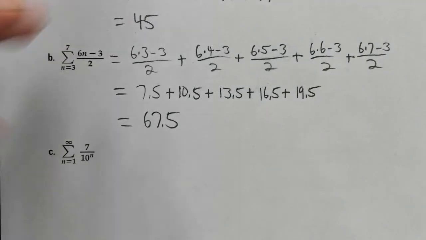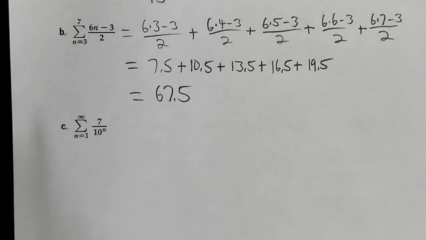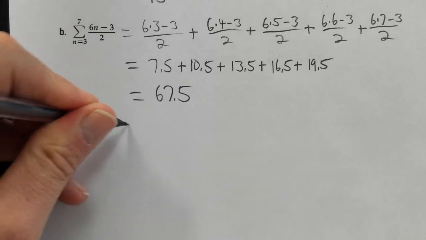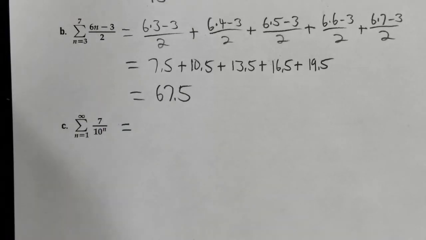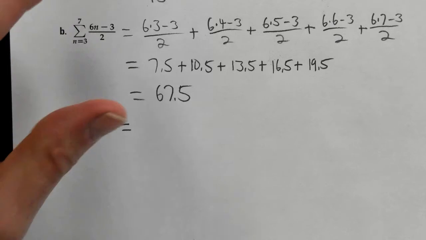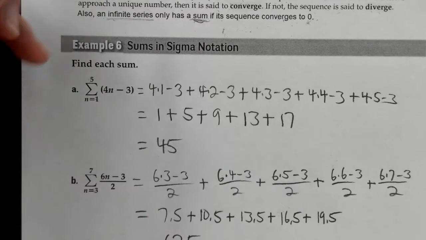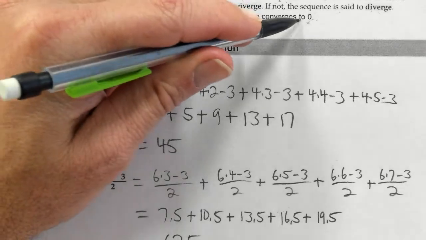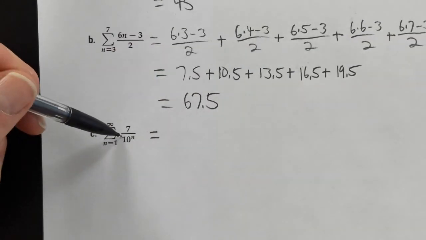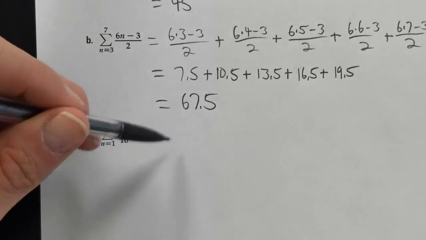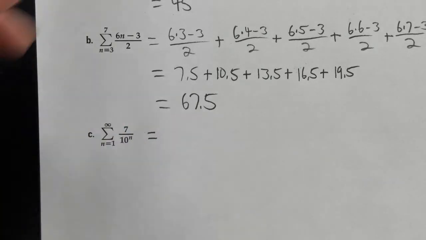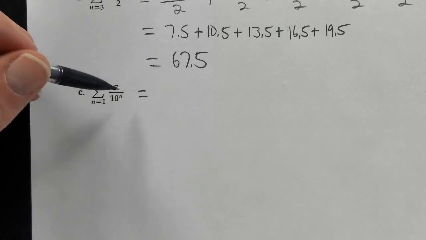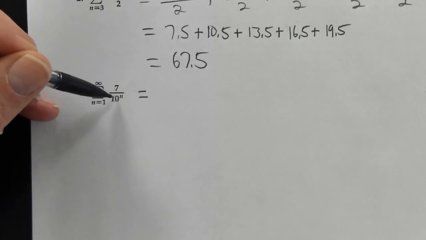Now this one is a little bit different. This is the first infinite series that we've come to. And so remember what we said about infinite series. Okay? It only has a sum if the sequence converges to 0. So we need to test that first, because if this sequence doesn't converge to 0, then there is no sum. There would be no answer here. All right? So let's see if this thing converges to 0 or not.